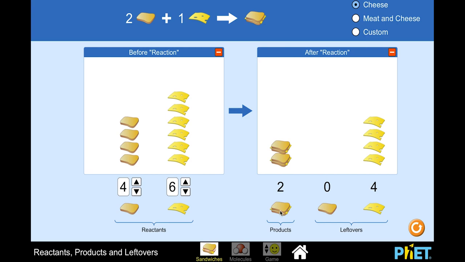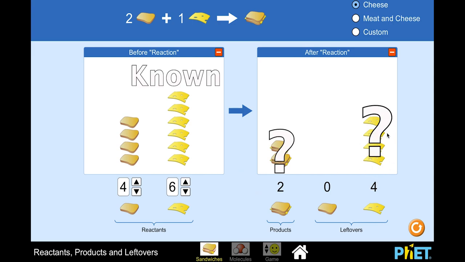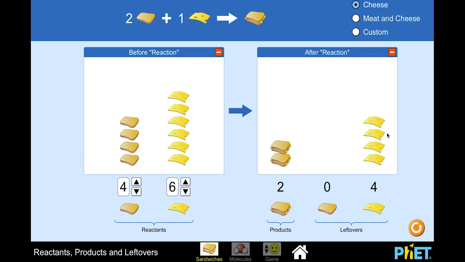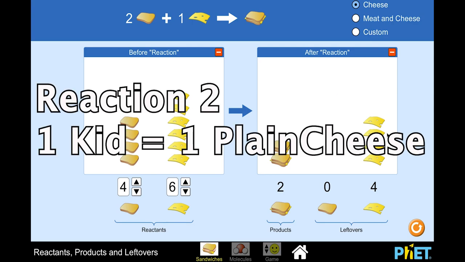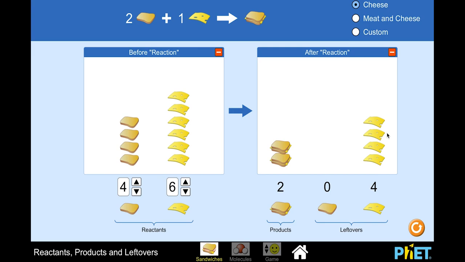the products. We don't know the quantity of sandwich we are going to form, but what we know is we are going to have unreacted cheese. So this unreacted cheese, we will find another reaction. So for example, in the second reaction, we are going to find kids, and each kid is going to eat one cheese. Therefore, the number of kids fed is equal to the number of cheese left.